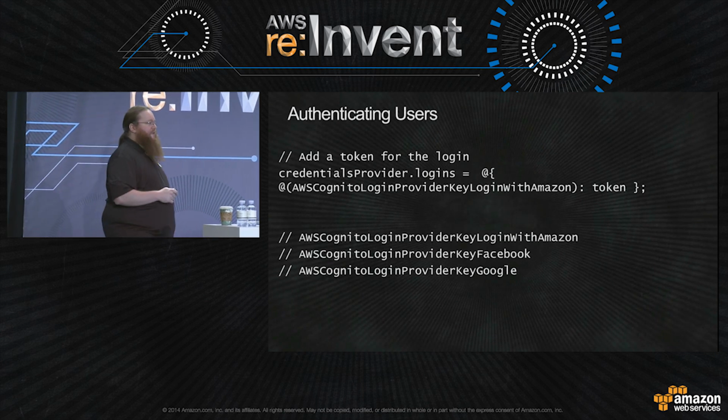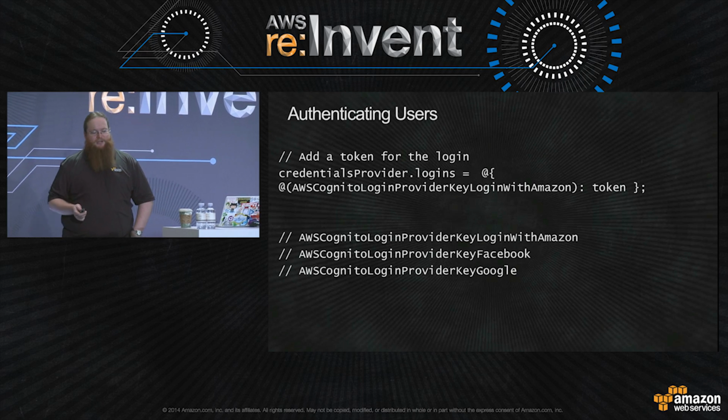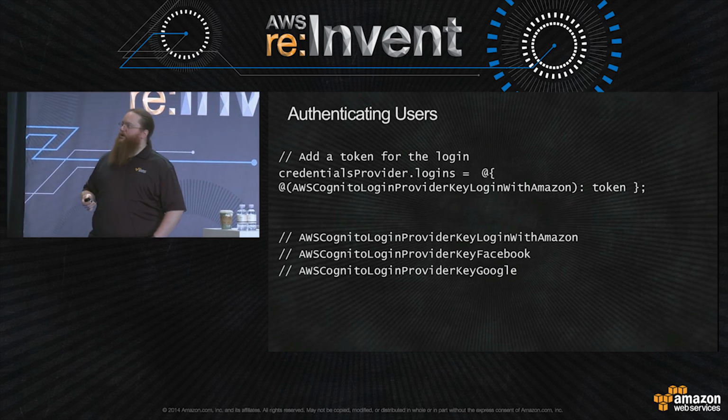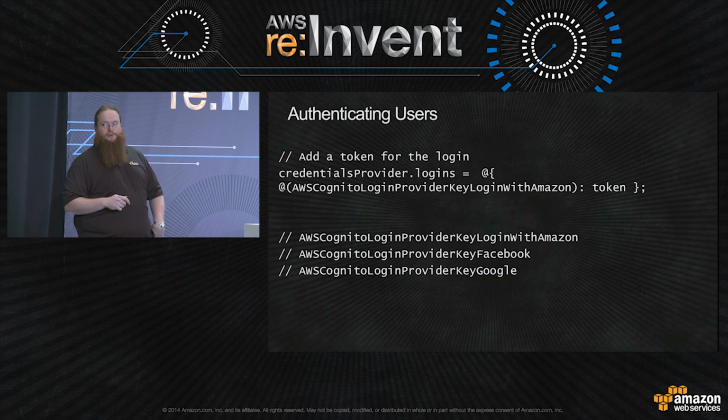Then once we have a token from a provider, we can assign it to our logins map. What you see up on the screen is our enum form of the credentials provider map. We have constants for login with Amazon, Facebook, and Google. But you can also just, as I did in my example, use the bare domains.